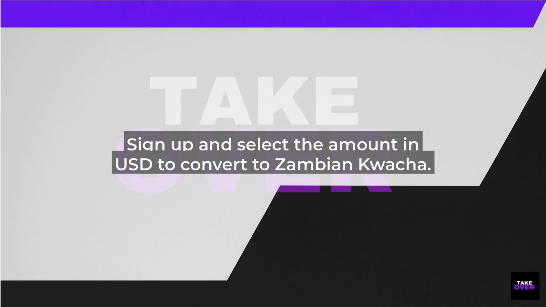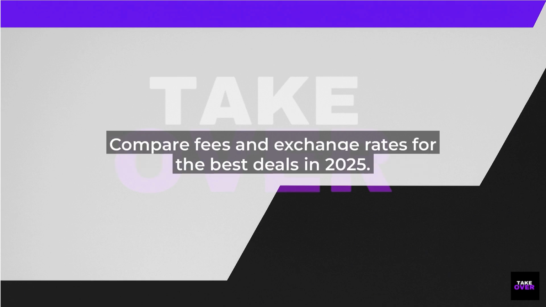Step 1. Choose your method. For the fastest option, go with Wise. It's often the cheapest with real-time exchange rates. Sign up on their app or website, enter the amount in USD, and select Zambian kwacha as the currency.